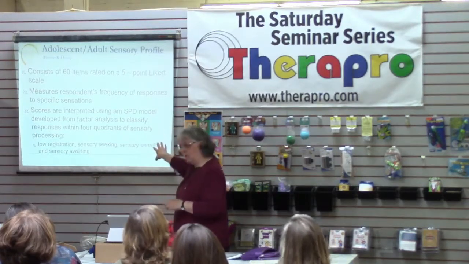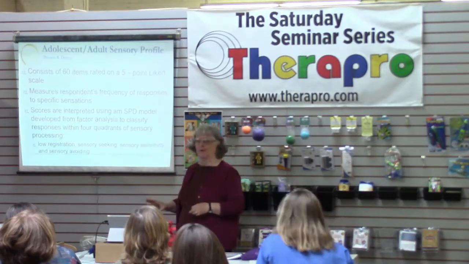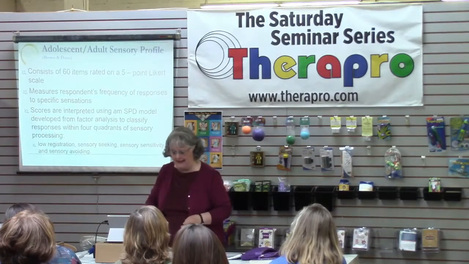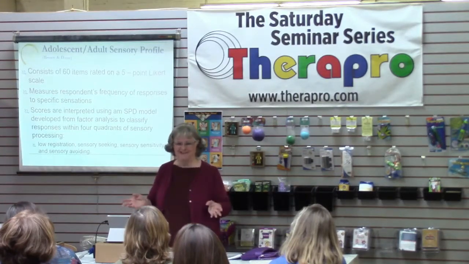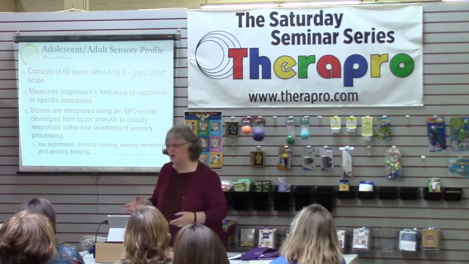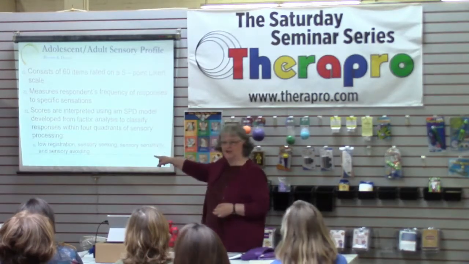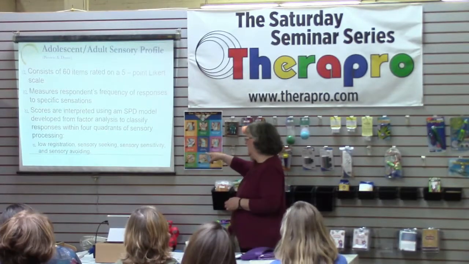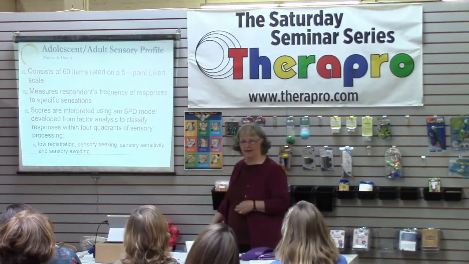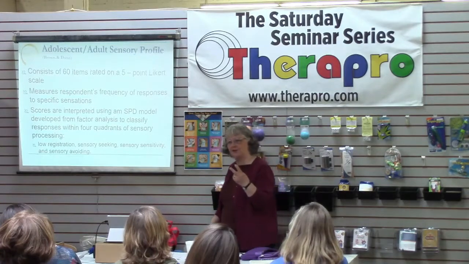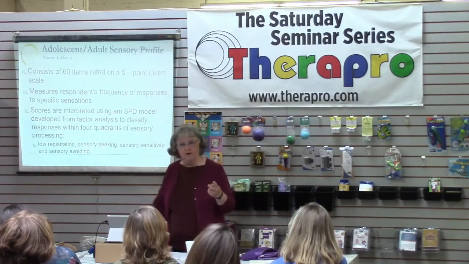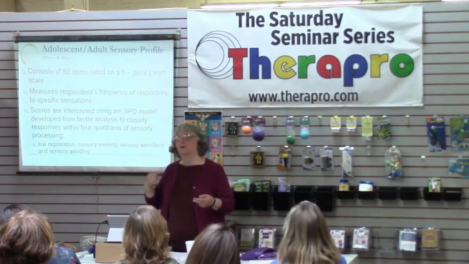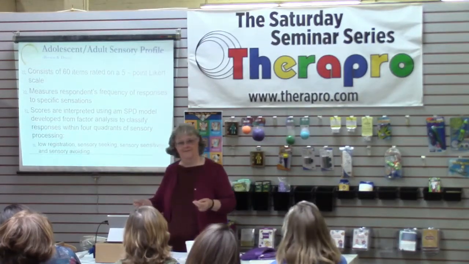So the adult one followed that same model, okay? And that's now where you get your 4 quadrants, okay? So the 4 quadrants ended up being low registration, sensory seeking, sensory sensitivity, and sensory avoiding, because 2 of them have to do with sensory threshold, over and under responsive, and 2 have to do with behavior in response to the threshold, okay?